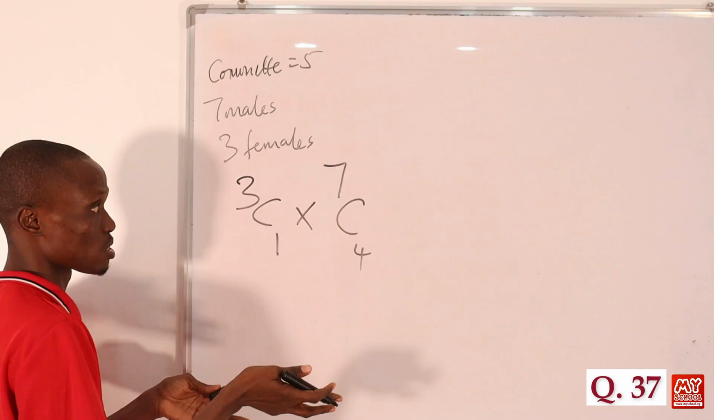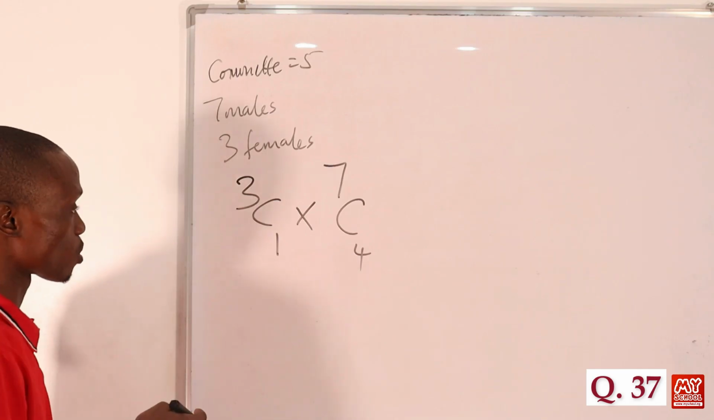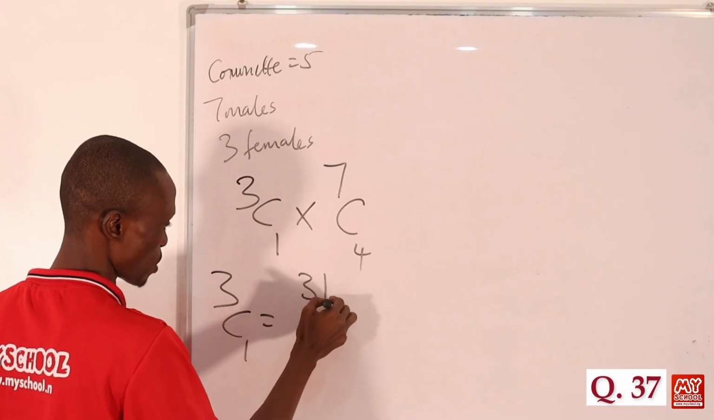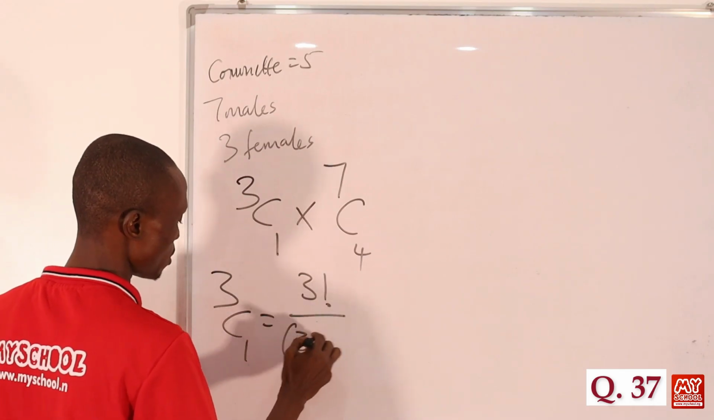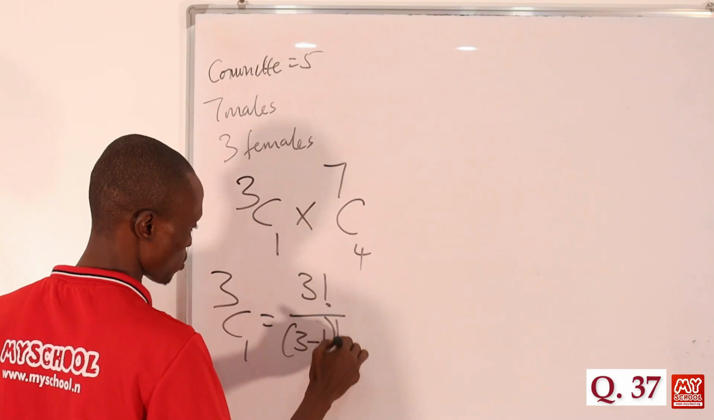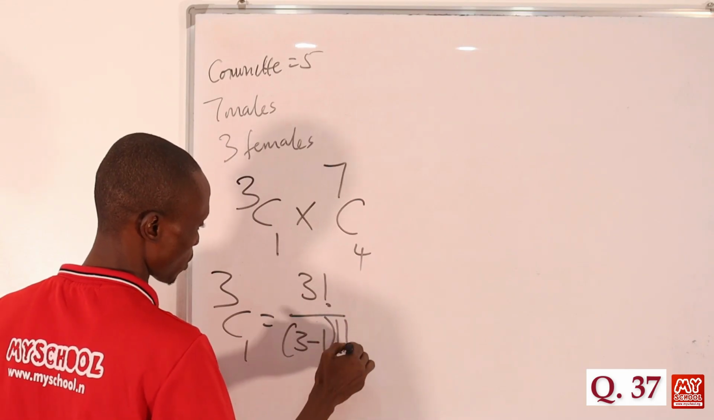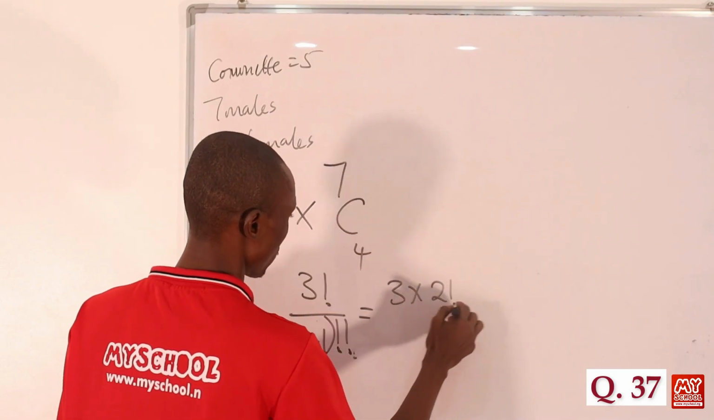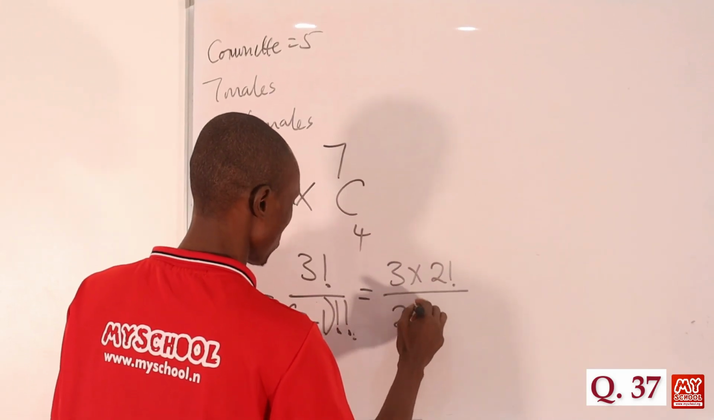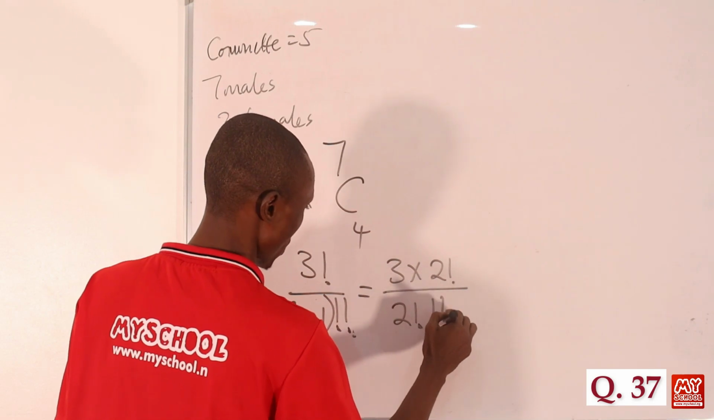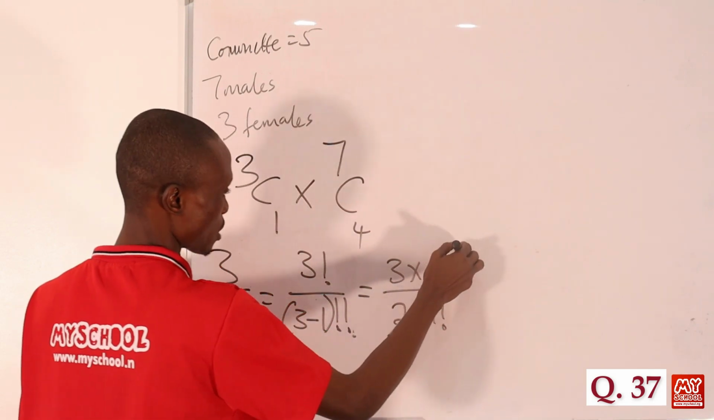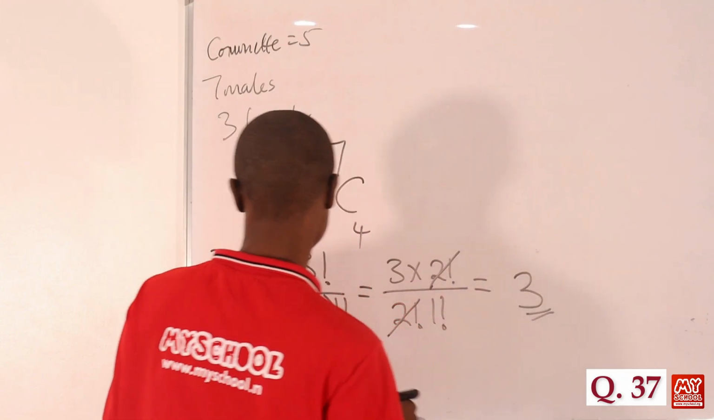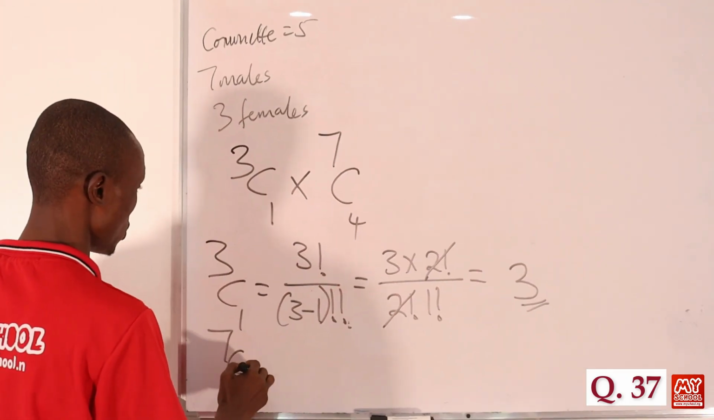Okay, so we just do the same thing as we did in the previous question. So 3 combination 1 is equal to 3 factorial over (3 minus 1) factorial, then 1 factorial. So this will be equal to 3 times 2 factorial over 2 factorial, 1 factorial. So 2 factorial will cancel out 2 factorial, so at the end of the day, we have 3 left here, right? So let's do the same for 7 combination 4.